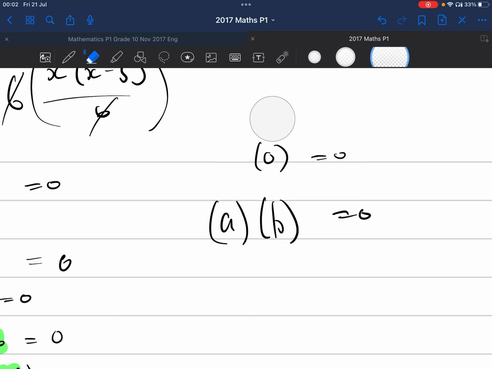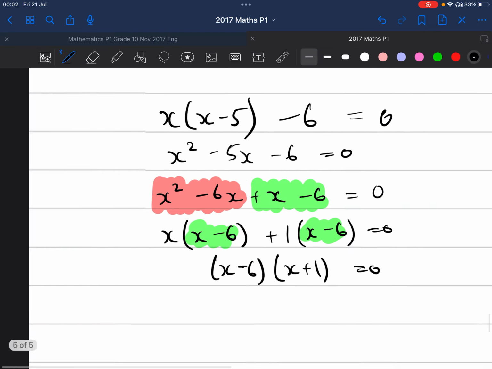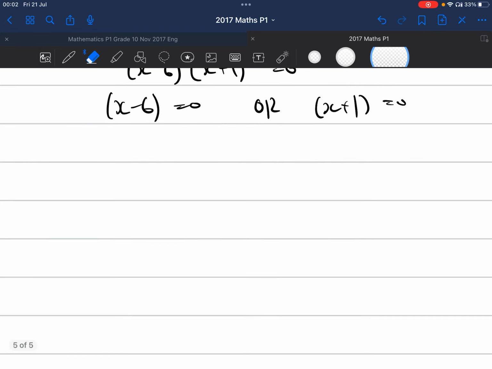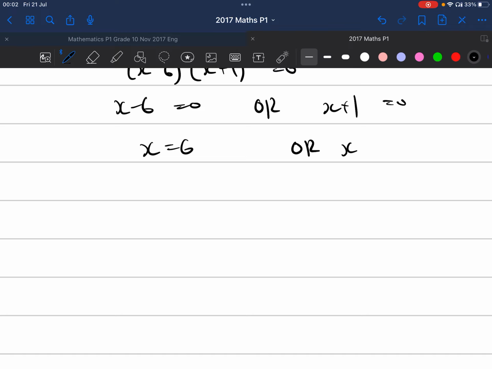And then that's the only way to get two numbers to multiply and give us 0. So that's why we say that either x - 6 equals 0, or x + 1 equals 0. Okay, so let's now solve for that. This is pretty straightforward. We're just going to have x equals 6, or x equals -1.